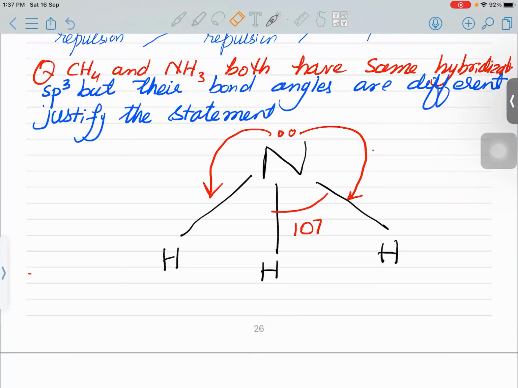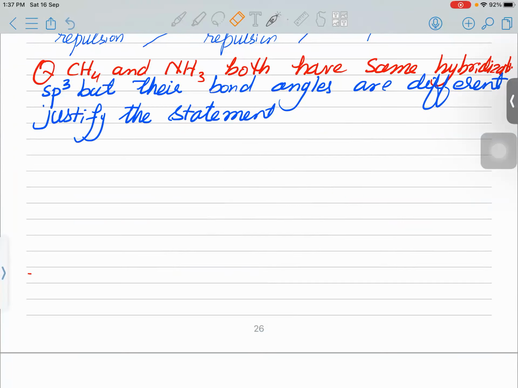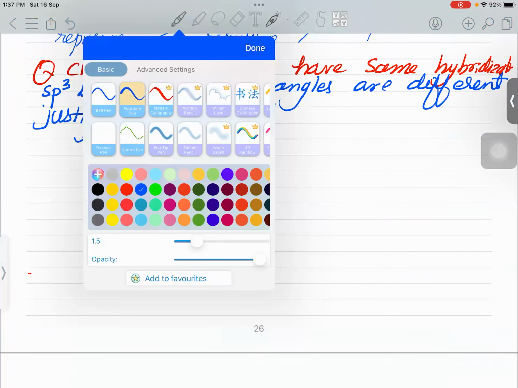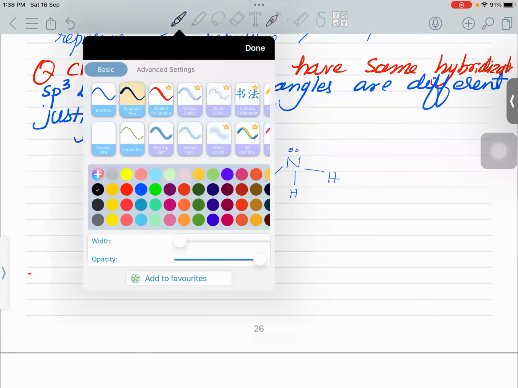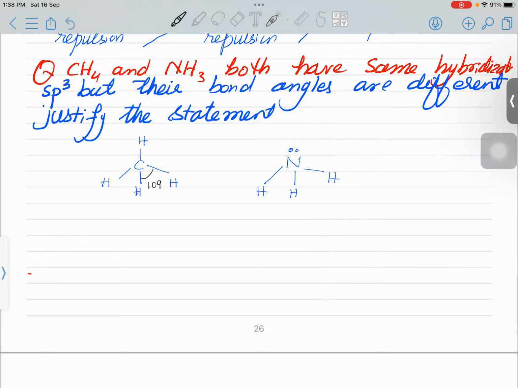Now listen again. This is CH4. This is NH3. The angle of CH4 is 109.5. The angle in ammonia is 107 degrees. Because of the one lone pair, the angle decreases by 2.5.